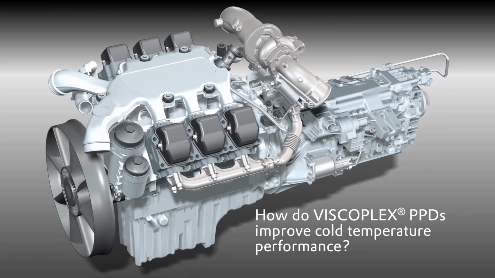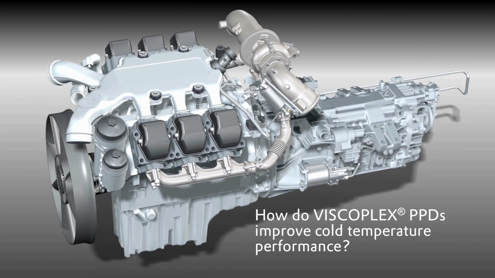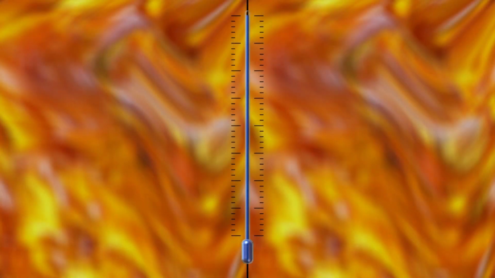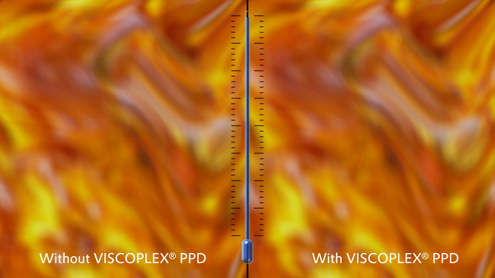How do VISCOPLEX pour-point depressants improve cold temperature performance? Let's use engine oil in cold temperatures as an example. At startup with the oil cold, maintaining pumpability is critical. Let's compare, in contrast, engine oil without VISCOPLEX PPDs and engine oil that has been treated with VISCOPLEX PPDs.